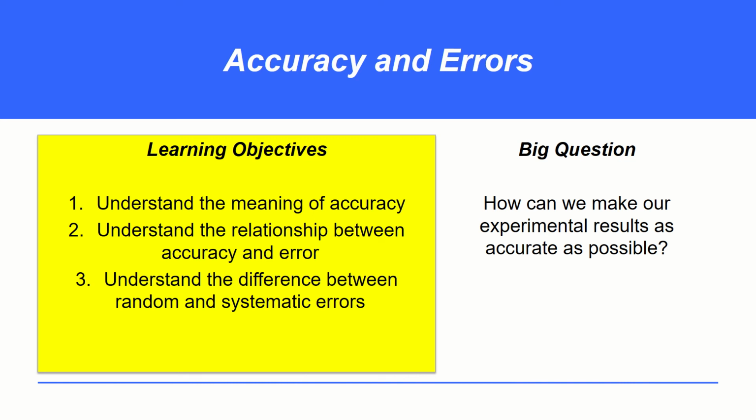The question we're handling in this video is how can we make our experimental results as accurate as possible. And it's the first in a series of 3 videos on accuracy, errors and uncertainties.